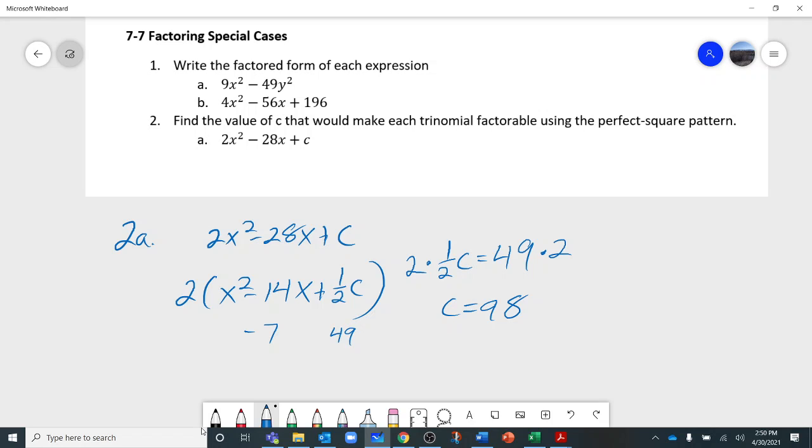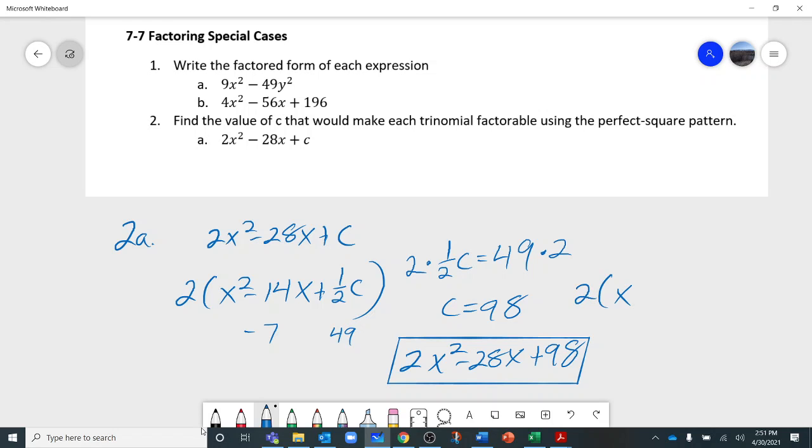Really, I've found the answer, but just to rewrite the whole trinomial, we'd have 2x squared minus 28x plus 98. And that is a perfect square trinomial. It's the same thing as 2 times x minus 7 squared.